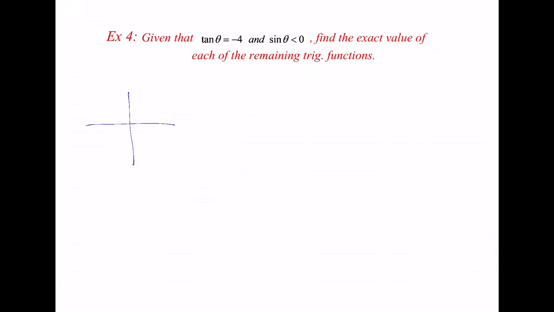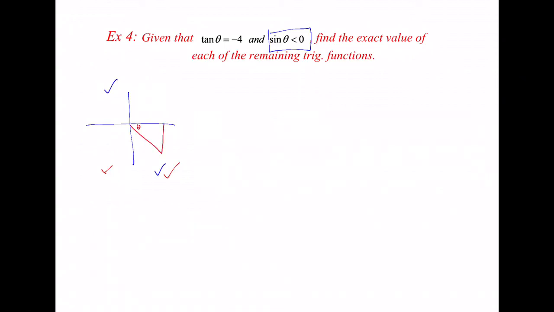Tangent of theta is negative 4, so that's negative 4 over 1, opposite over adjacent. But where is it located? Well, tangent's negative, so where is tangent going to be negative? Where you have one positive and one negative. So that could be either here or here, where sine and cosine are y and x. There's one positive, one negative. And then where is sine less than 0? So sine, remember, is your opposite, which is your y value. So where is that negative? Well, that could be either here or here. So it looks like we're going to be in quadrant 4.